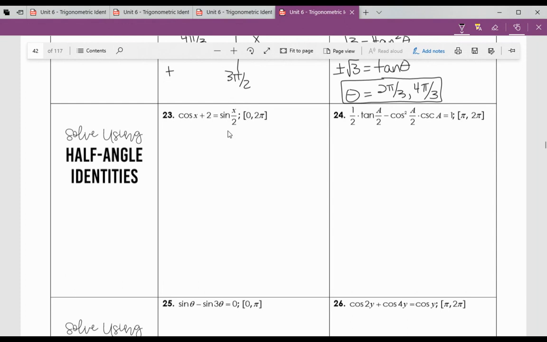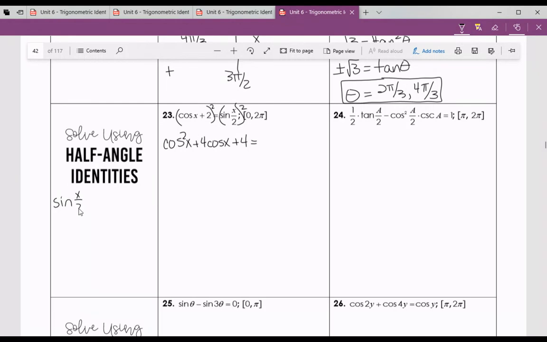So what I'm going to do in this particular problem is square both sides of this problem. So I'm going to square both sides. That gives me cosine square x plus 4 cosine x plus 4 on the left when you factor it all out, and sine of x over 2 squared, okay?